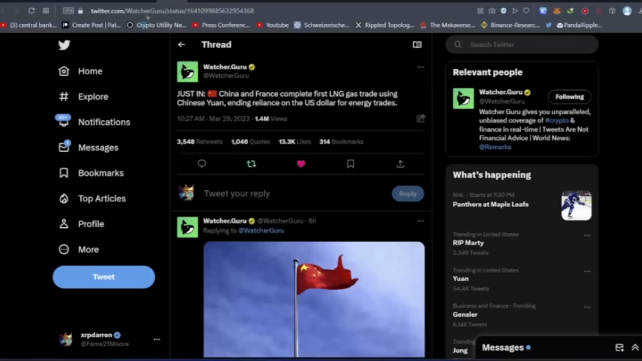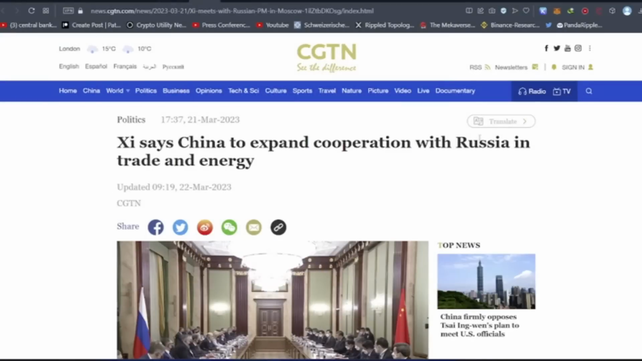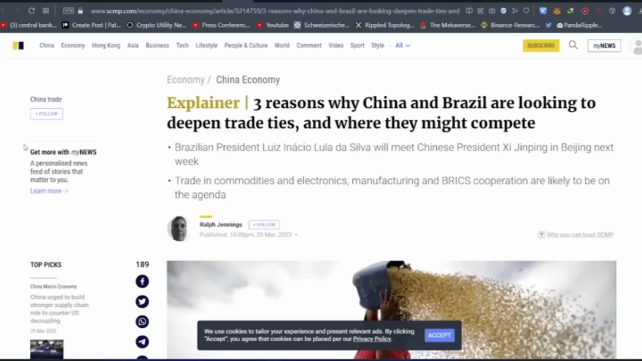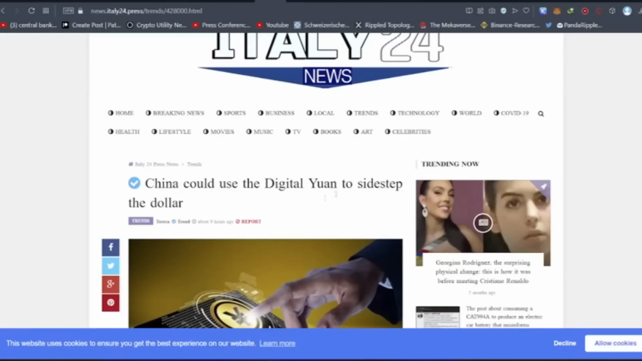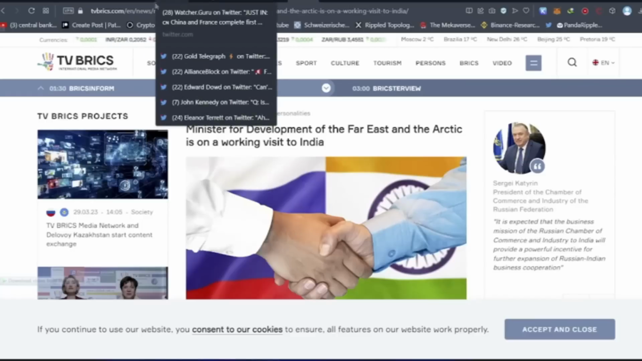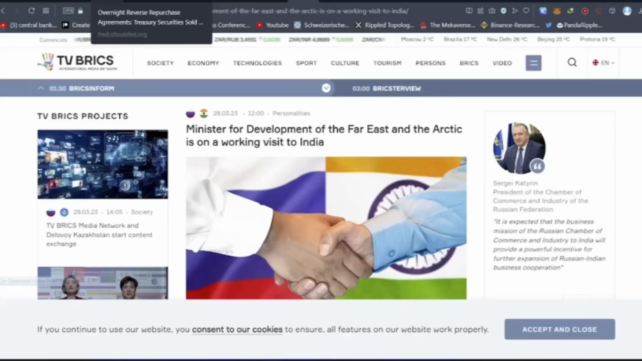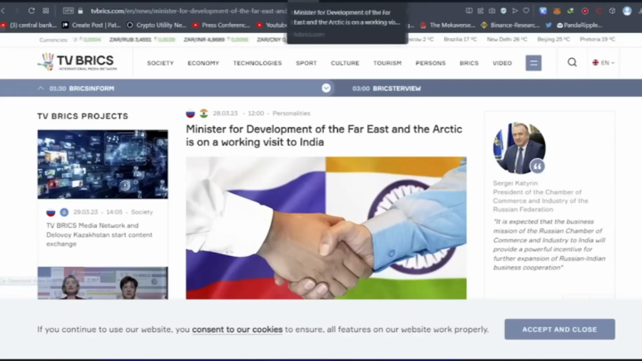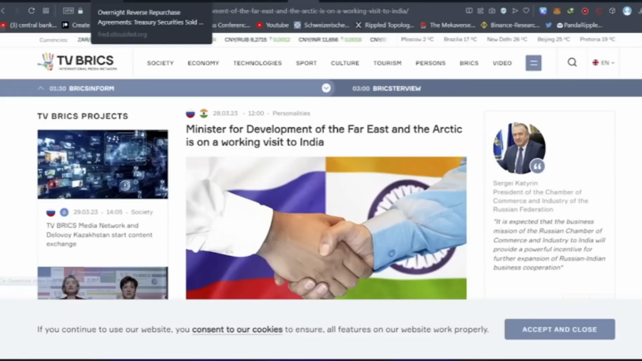And at the same time, you're seeing China partner with France to complete the first liquid natural gas trade using Chinese yuan. You're seeing China expand its cooperation with Russia in trade and energy. You're seeing China and Brazil looking to deepen trade ties for agricultural products. China, again, you can see the digital yuan try to sidestep the dollar. So all over, BRICS nations are trying to move away from the dollar. At the same time, we have high inflation, a weak treasury market, a government that hasn't stopped spending, and they're spending more by the minute.